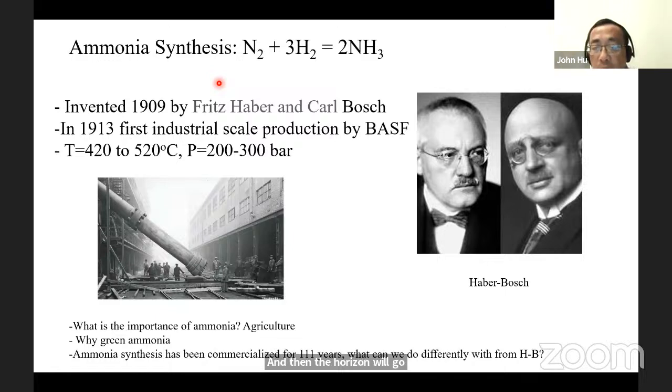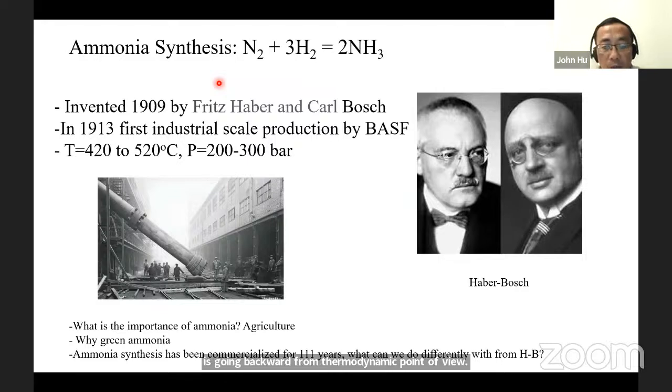So basically, the one student says you need high temperature because you need to activate nitrogen. That's called kinetics. However, when you increase the temperature, the reaction is actually not going forward, it's going backward from a thermodynamic point of view.